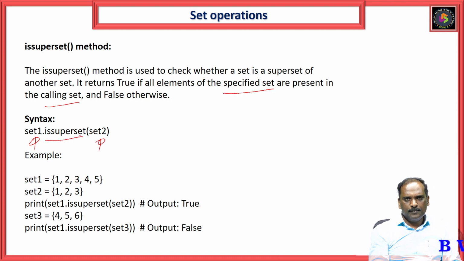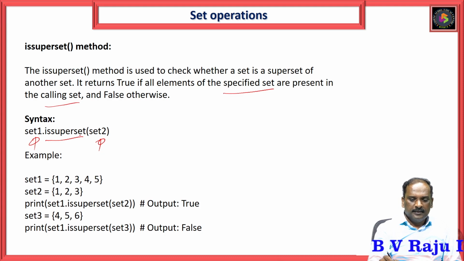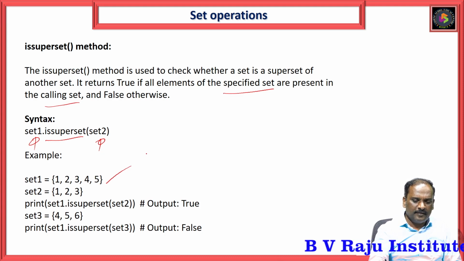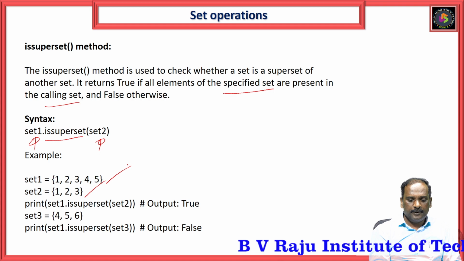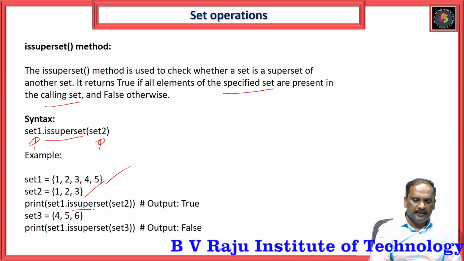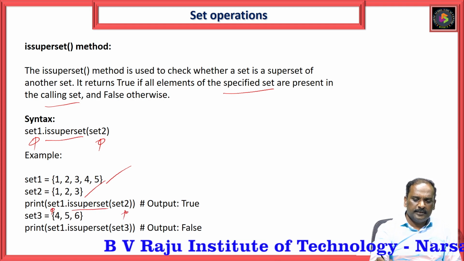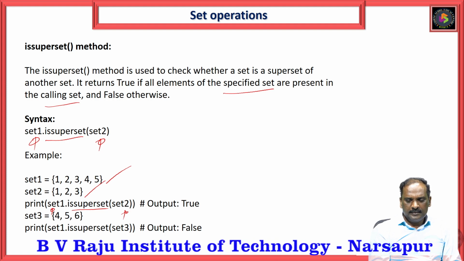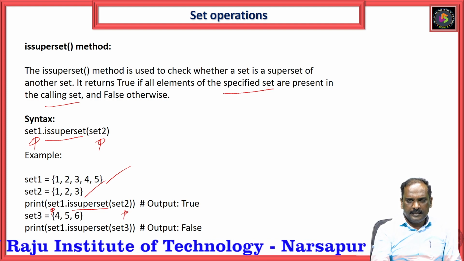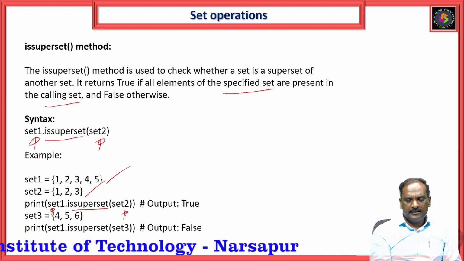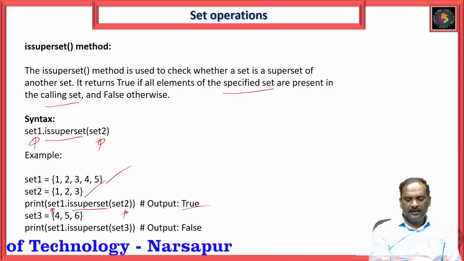Here I am applying the method is superset. Now set 1 contains 1, 2, 3, 4, 5, set 2 contains 1, 2, 3. Now here applying is superset. Set 1 is the calling set, set 2 is the argument set. Are all the elements of set 2 present in set 1? Yes. If it is present, the return value is true.